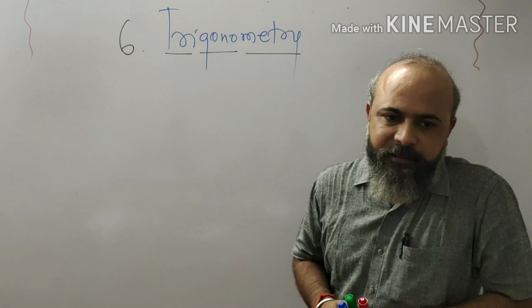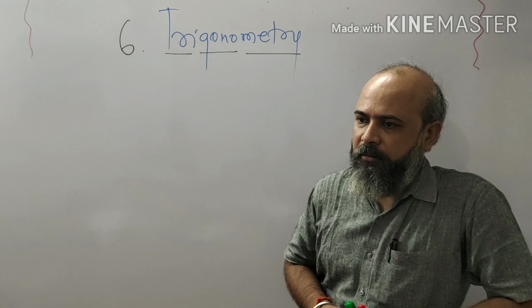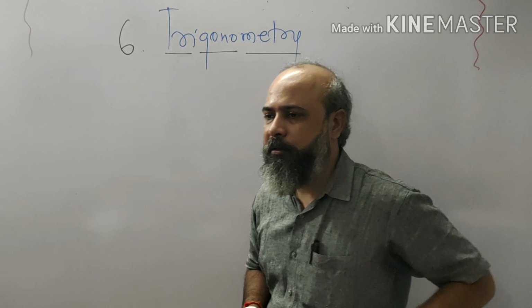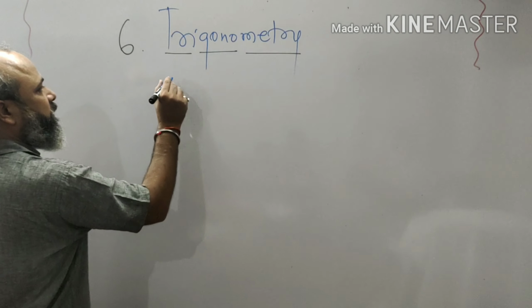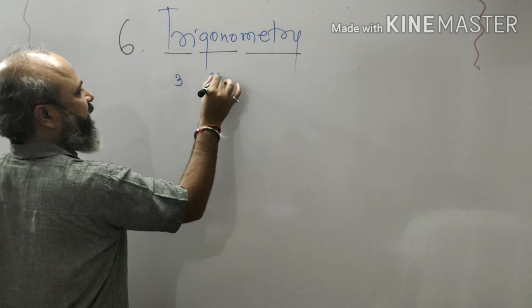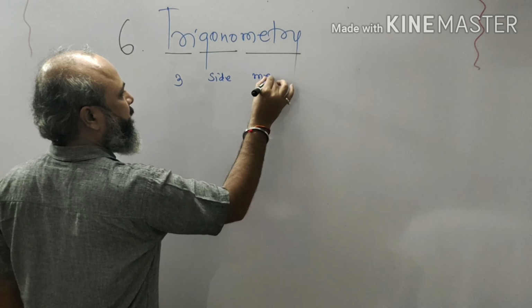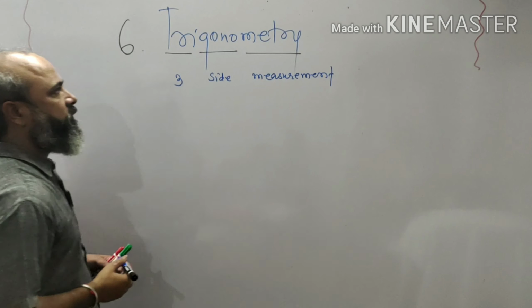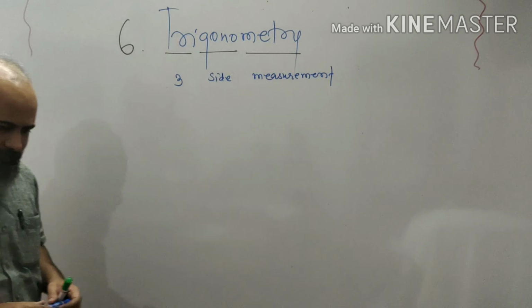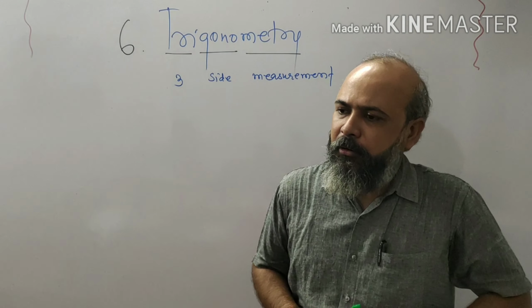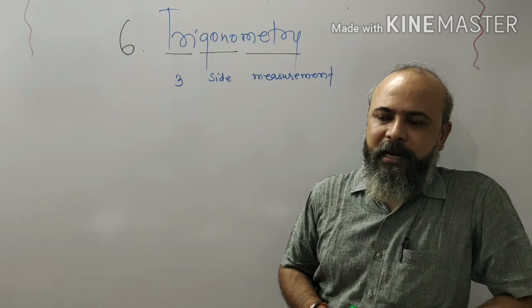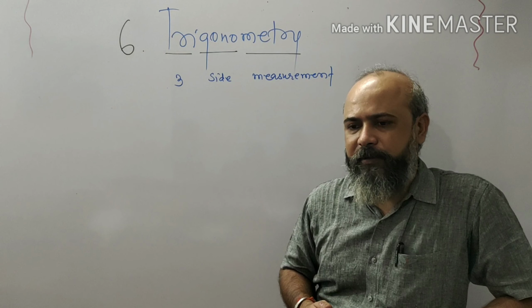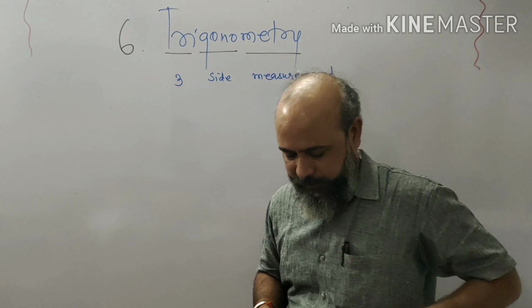We have already studied this lesson in standard 9. Clear? So what is trigonometry? Tri means three, gono means sides, and metry means measurement. Measurement of the three sides of a triangle is called trigonometry.